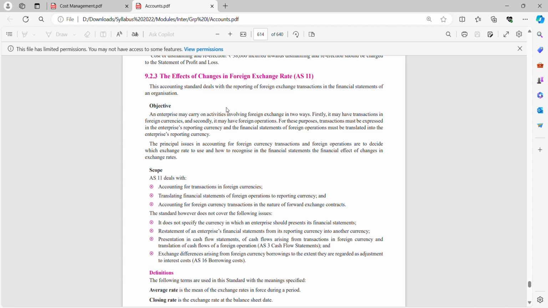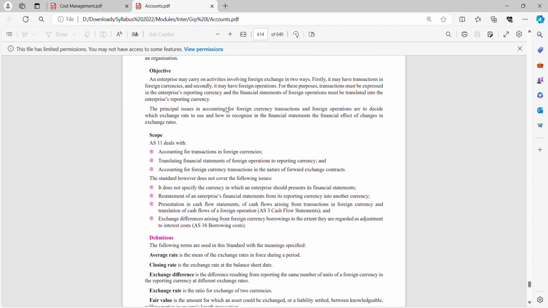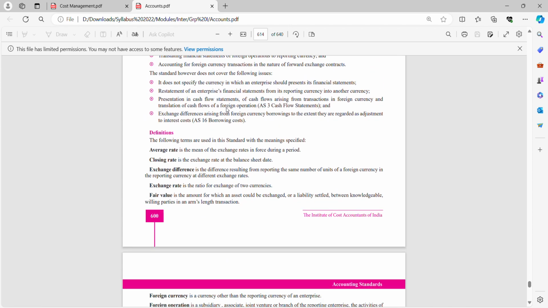So we have the objective and scope. Then we have definitions. The following terms are used in this standard with the meaning specified. Average rate is the mean of exchange rates in force during a period. Closing rate is the exchange rate at the balance sheet date. Exchange difference is the difference resulting from reporting the same number of units of a foreign currency in the reporting currency at different exchange rates.